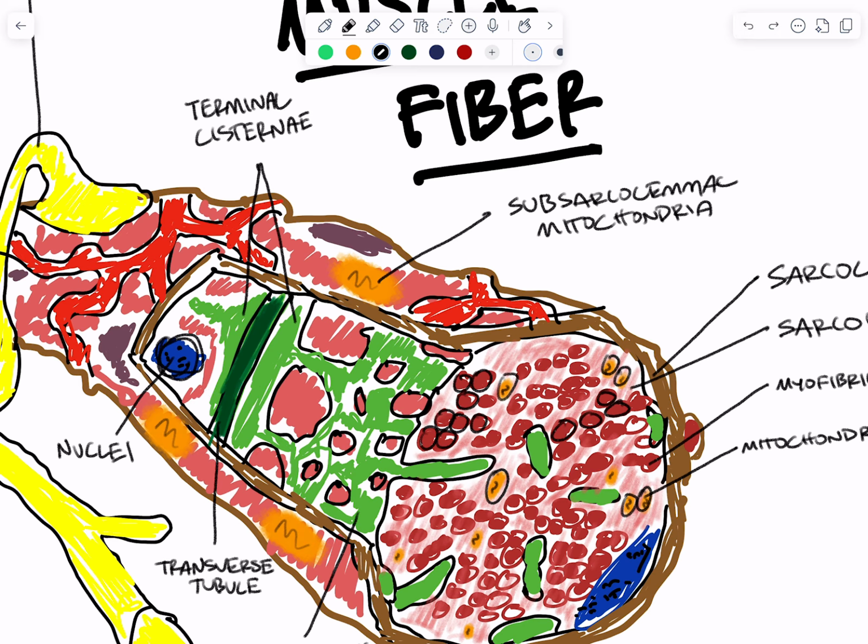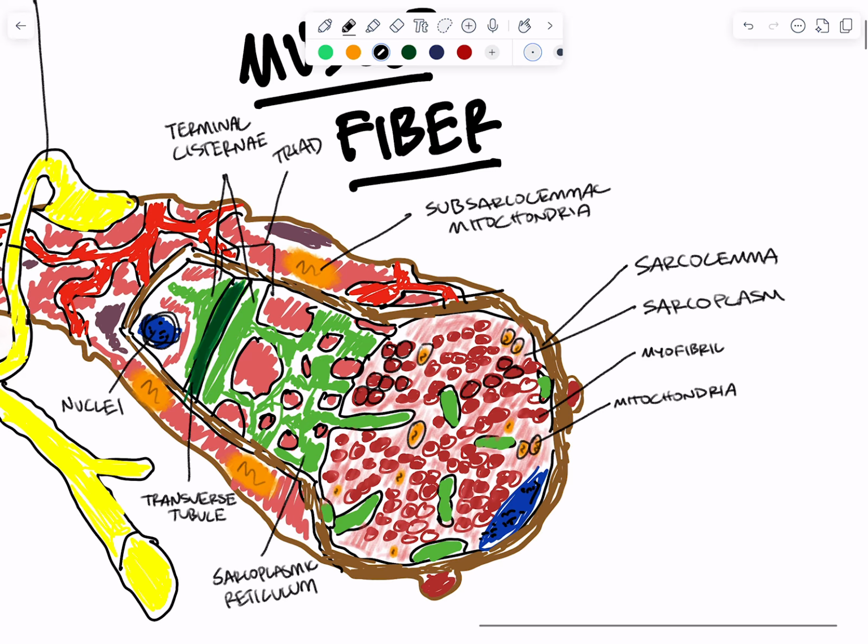So I'm going to go ahead and try to show what that looks like. So that is a triad. Both terminal cisternas on each side of the transverse tubule plus the transverse tubule make up a triad. And these are some of the structures you should be familiar with on a muscle fiber.